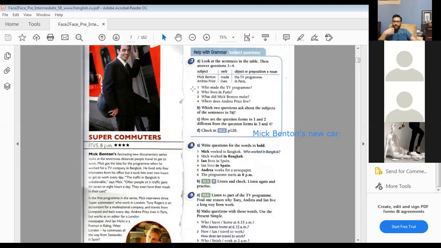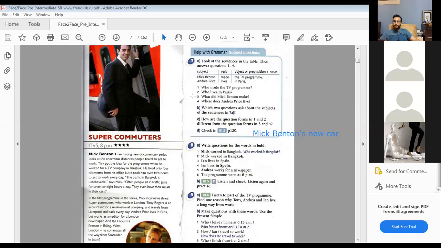In the story, Andrea Price. Yeah, Andrea. Second paragraph. Yeah, second paragraph, sentence 1, 2, 3, 4. Above the picture, exactly. Sentence number 4, paragraph 2. Andrea Price lives in Paris. Okay? All right. Now, Hind, can you do number 3?